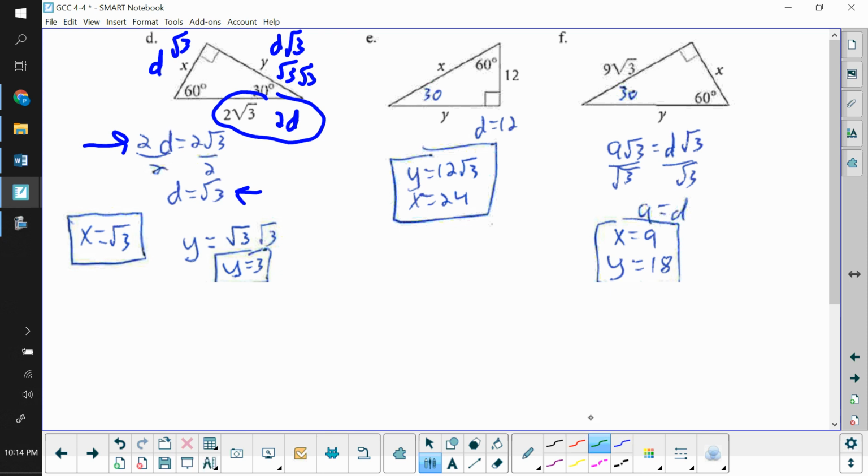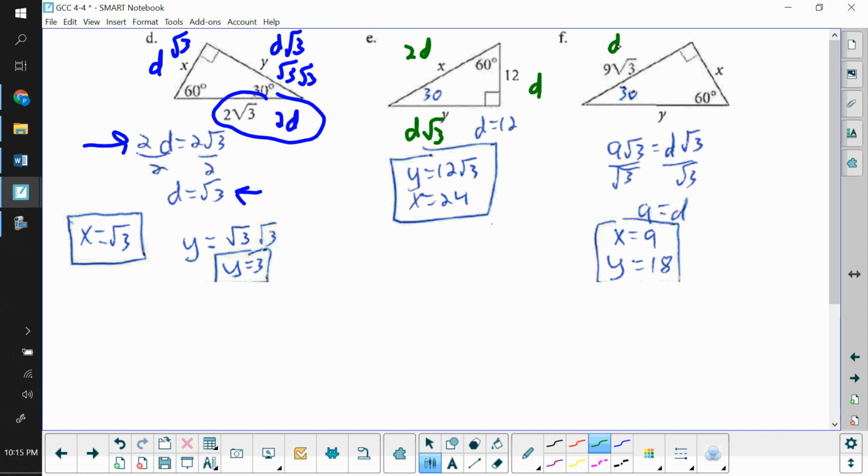In E, we've got our d across from the 30, d square root of 3 across from 60, and 2d across from 90. So take the number that we have, it was just d, so that's 12. This one should have been an easy one. Just fill in your 12 for the d's. You get 12 square root of 3 for y, 24 for x.